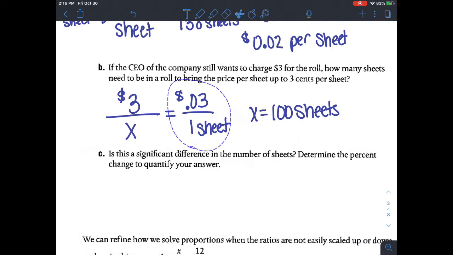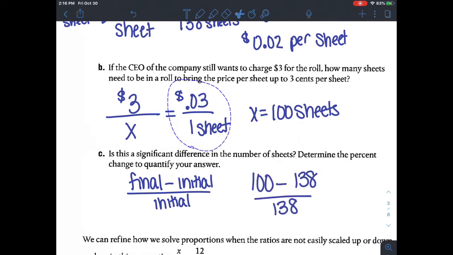Is this a significant difference in the number of sheets? I don't know. I mean, 138 sheets to 100 sheets. Yeah, that seems like a pretty good difference. But let's determine the percent change to quantify your answer. Just because going off of my, it looks pretty good, that's not really a good answer. So let's use percent change. Remember that formula is final minus initial over initial. If you don't remember that, Google it.